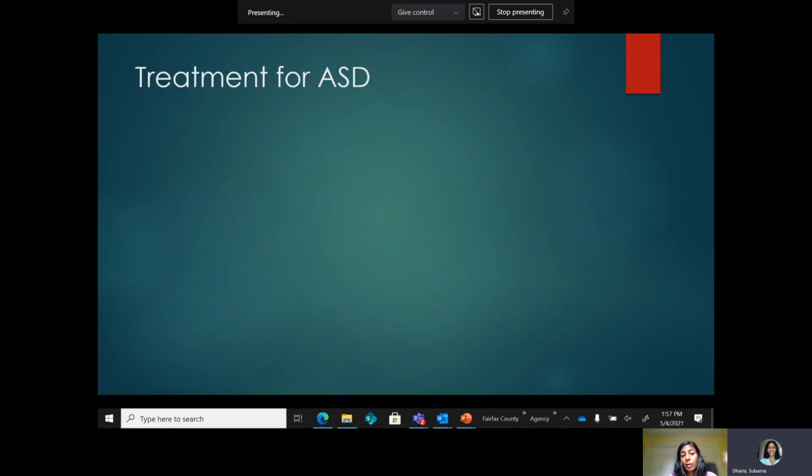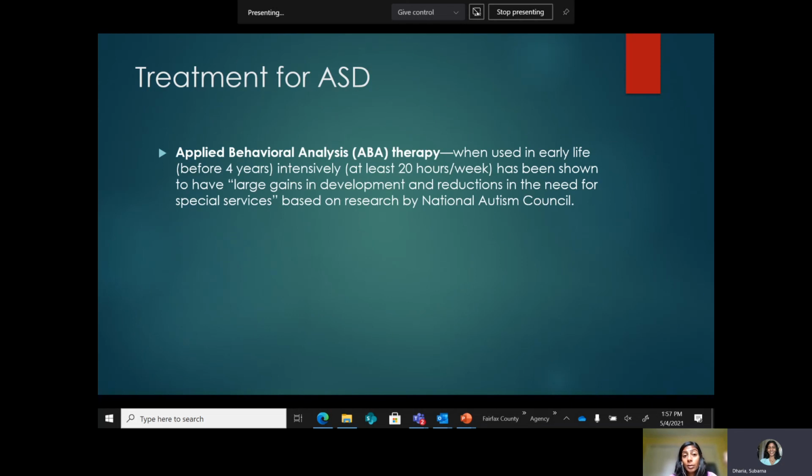So one of the most widely known things that is used for children with autism is applied behavioral analysis. And it's been shown from the National Autism Council that an intensive course of ABA therapy can truly make amazing gains for that child's development and need for services in the future.